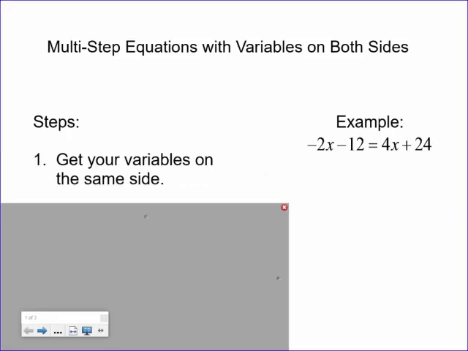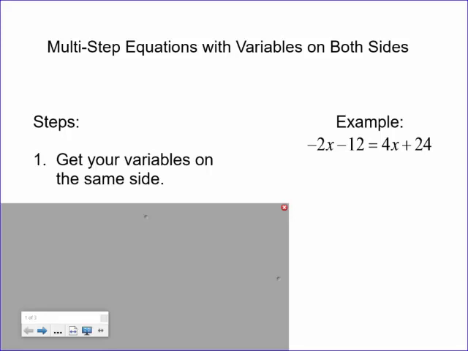Okay, step 1 says to get your variables on the same side. So let me ask you this. Do you remember which variable Mr. Hander told you to move first? The small one. Why? Do you remember why it was the smaller one that was the better choice? No. You remember, Peyton? Because then I don't have to deal with the negative.